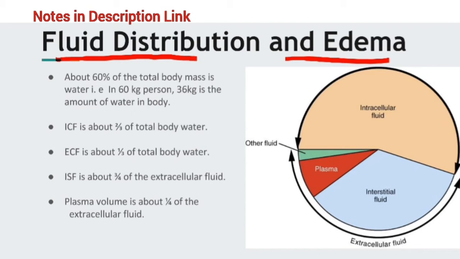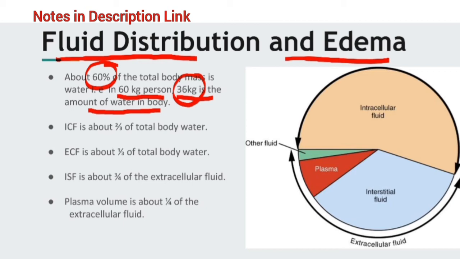So let's start. First of all, 60% of the total body mass in humans is actually water. If you have 60 kg of weight, then 36 kg of your weight is only water. Our fluid which is present in our body is divided based on different compartments.